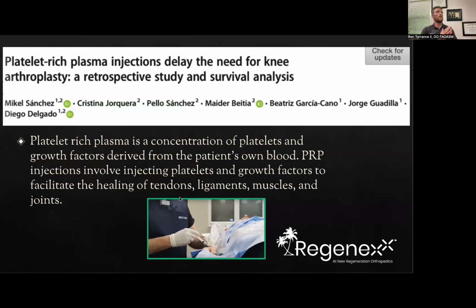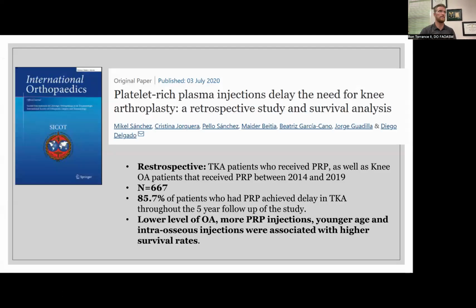So what does PRP do? This is Mikel Sanchez. He's out of Spain. Him and his compadres and partners have really shown that by doing PRP, you can prolong and protect. It's cartilage protective. This was a retrospective study looking at patients from 2014 to 2019, 667 patients. 85% of the patients who had PRP achieved delay in total knee arthroplasty for the 5 years of the study. So delaying the need for knee replacement: lower level OA, more PRP injections, and younger age all helped delay knee replacements.